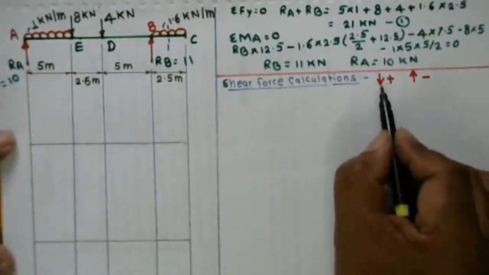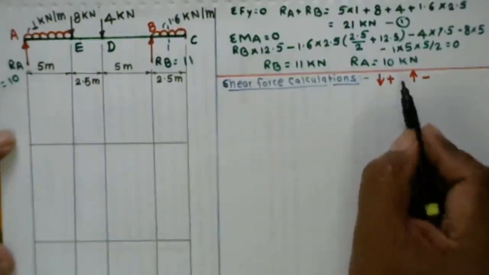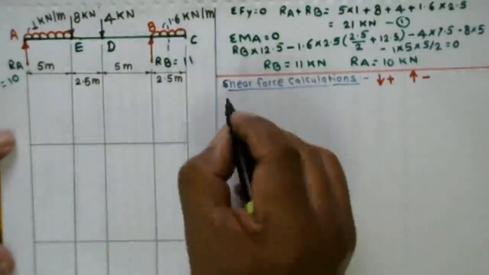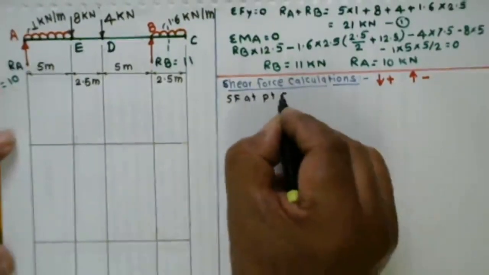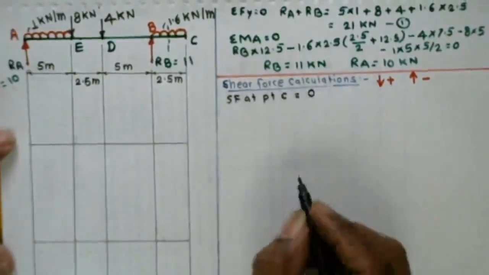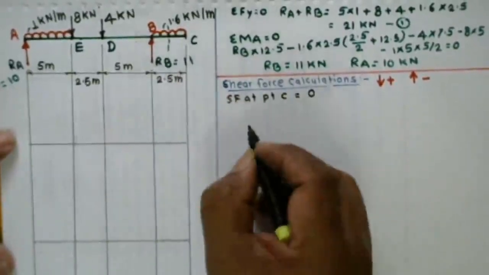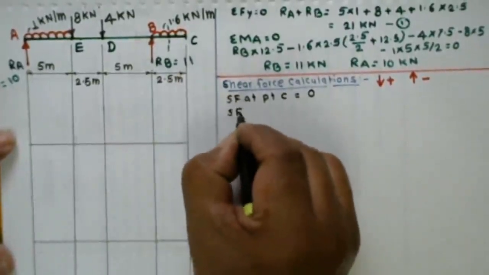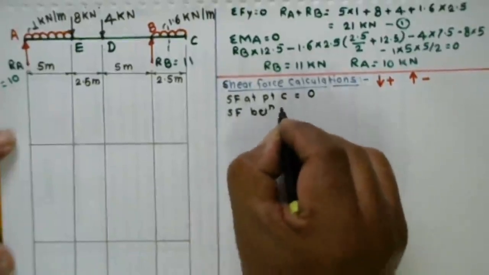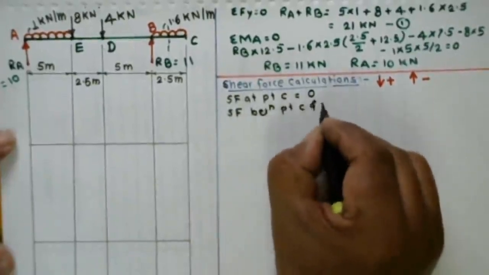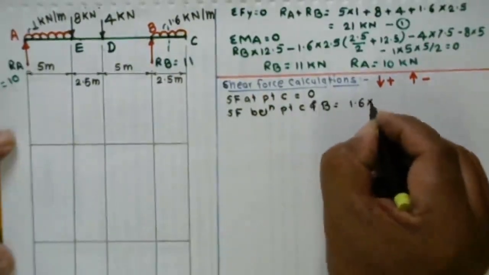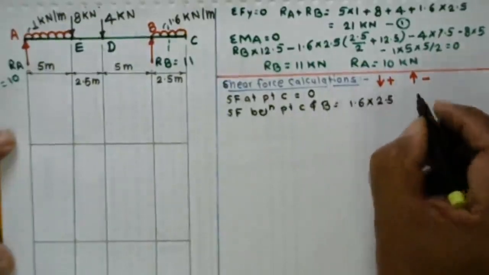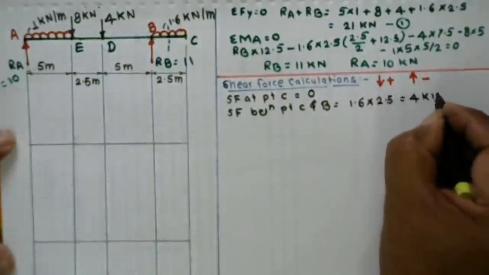Now the next step is shear force calculations. For that, downward force is positive, upward force is negative. We are going to start from point C. Shear force at point C is equal to 0. Then between the points B and C there is a UDL, so we have to write the shear force between the points C and B. The UDL rate is 1.6 into span 2.5, which becomes 4 kilonewton.